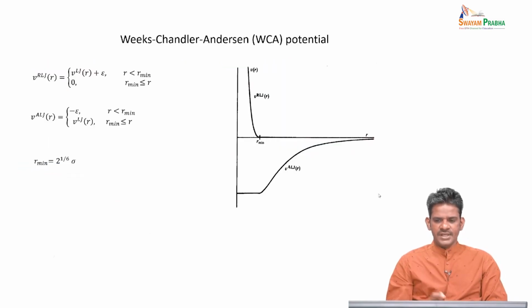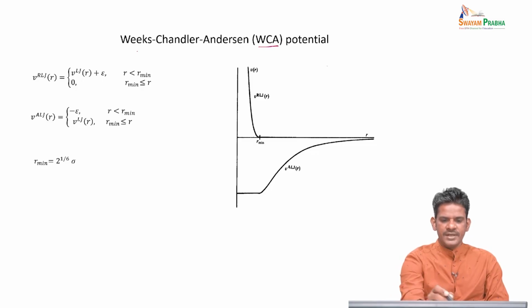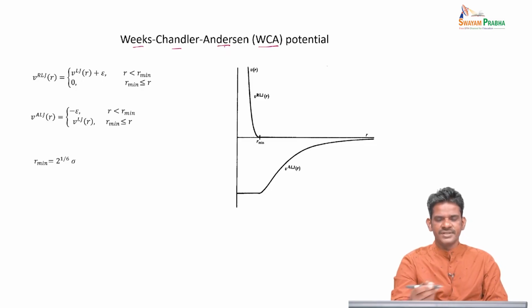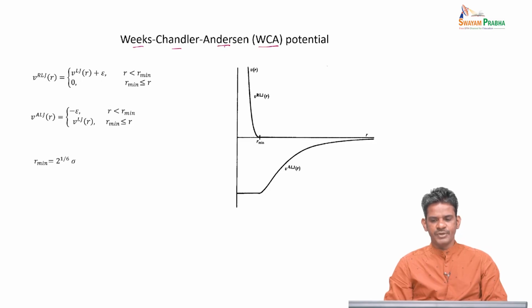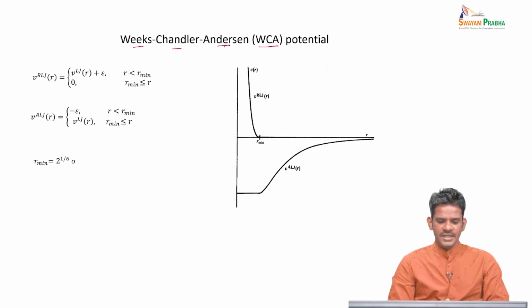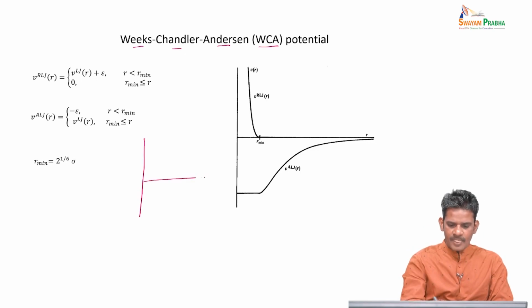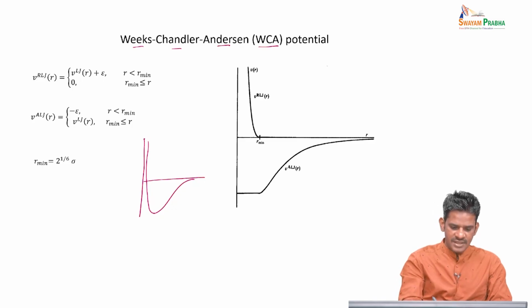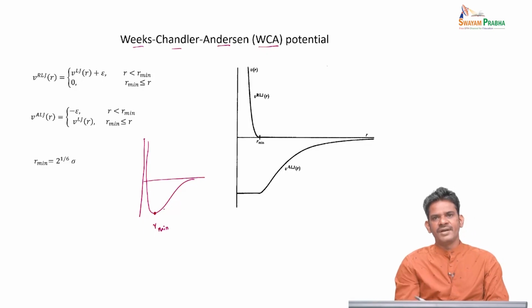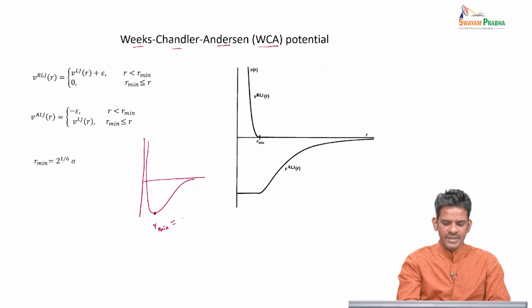Another famous potential is known as WCA, which stands for Weeks, Chandler and Anderson. These are three scientists who devised this potential, and it is not very different from the Lennard-Jones potential. All they did is take the Lennard-Jones potential, which we saw just now. This is the location of r minimum. If you take the derivative of the Lennard-Jones potential, set it equal to 0 and solve for r, you get r minimum, which is the sixth root of 2 times sigma. So that is the position of this minimum.